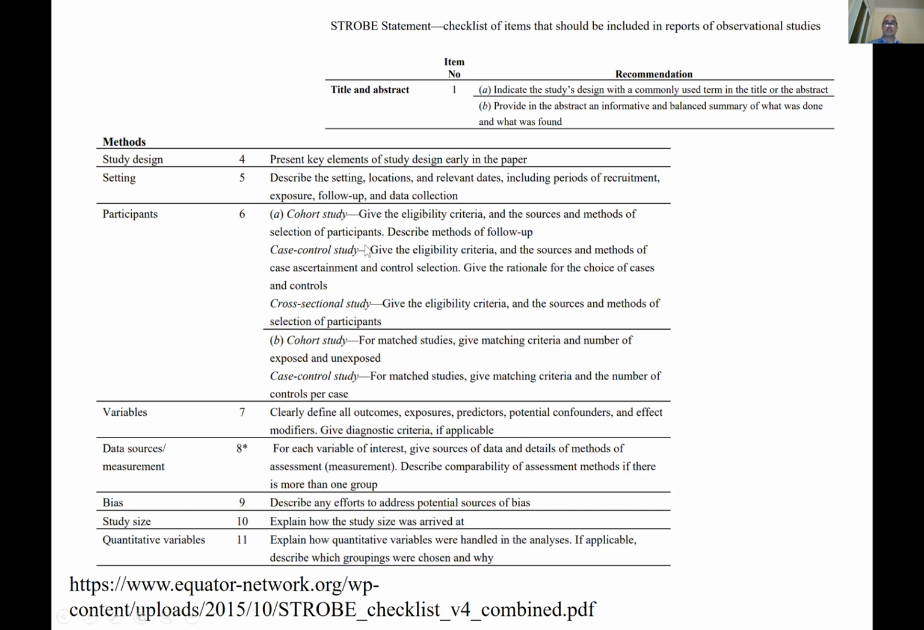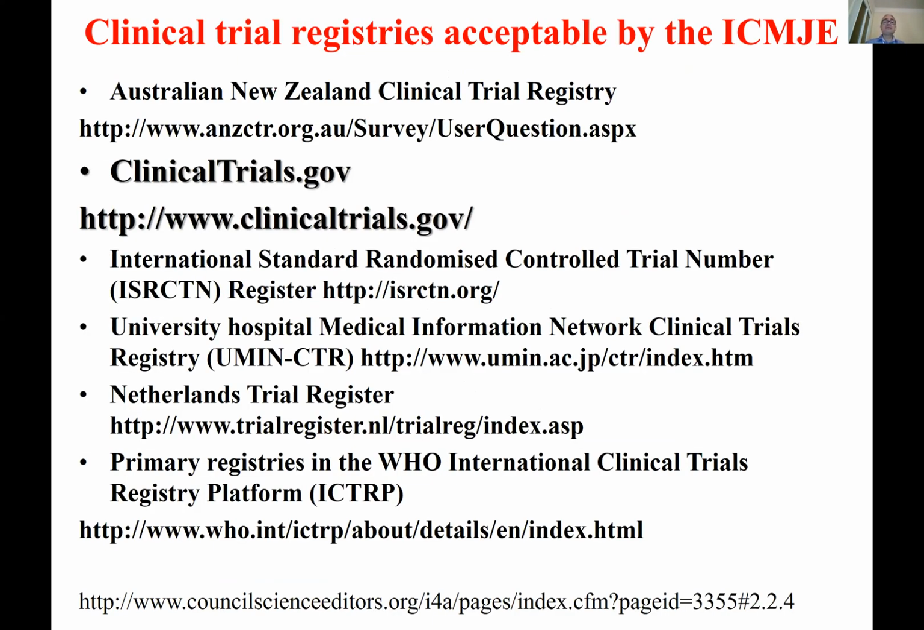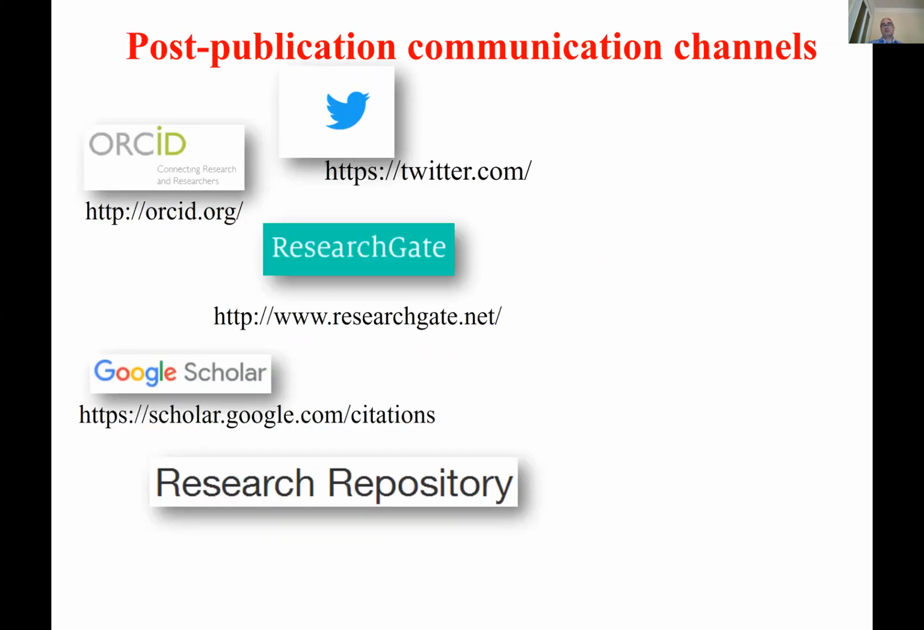Let's say cohort study, I discussed eligibility criteria or inclusion and exclusion criteria. Case control study has a slightly different STROBE statement, an extension of the STROBE statement. And clinical trials. Editors should know that not all clinical trials are acceptable to journal editors. Only clinical trials registered at clinicaltrials.gov or other prestigious databases of clinical trials are acceptable.